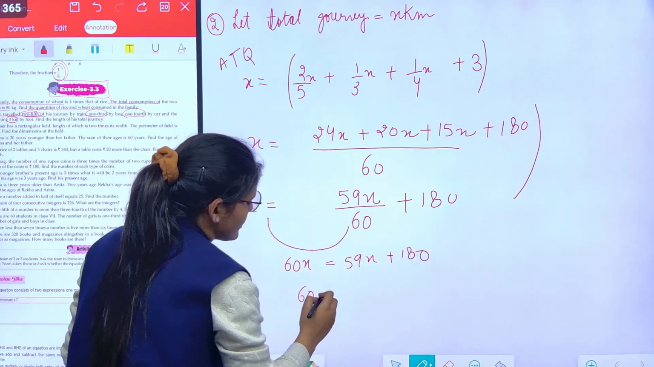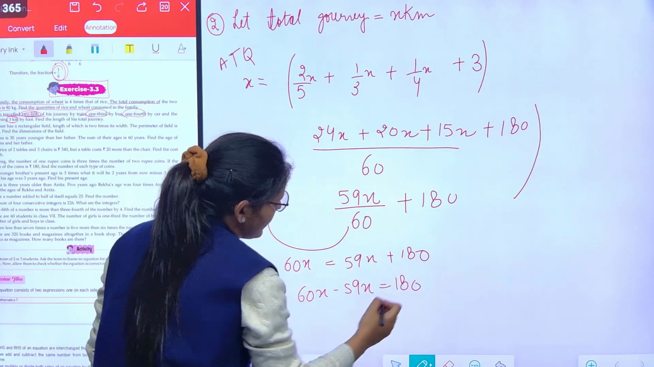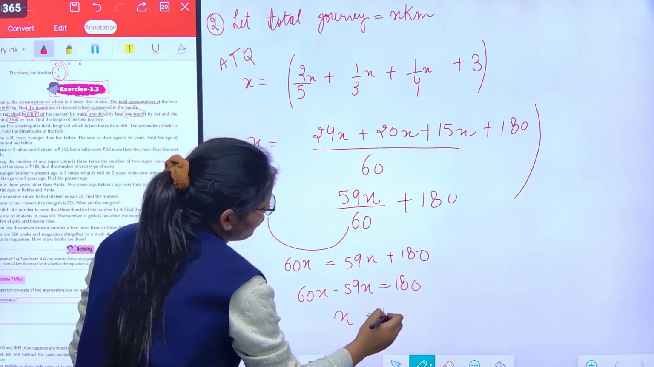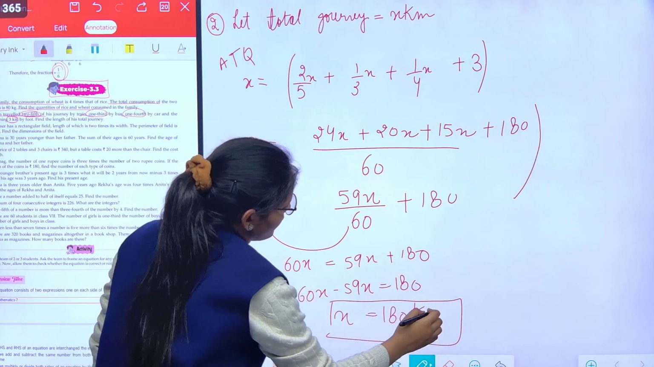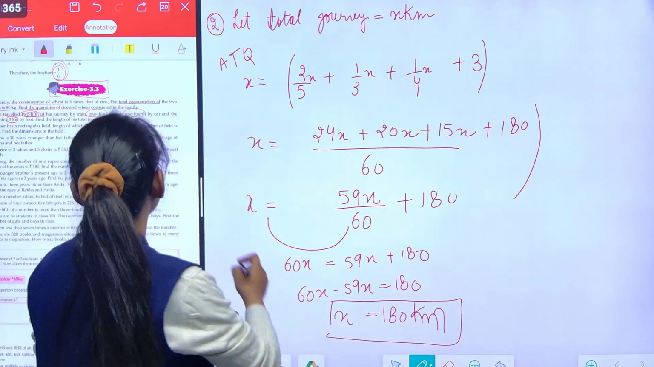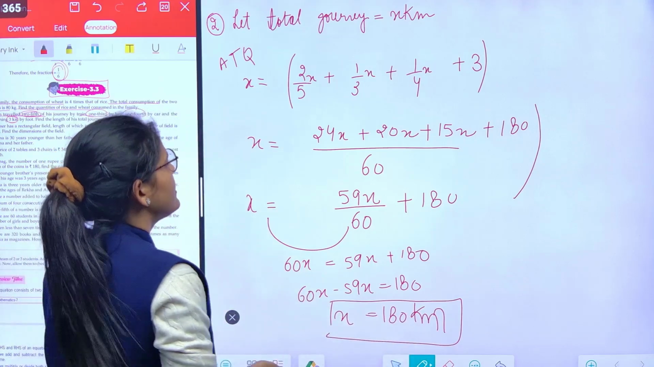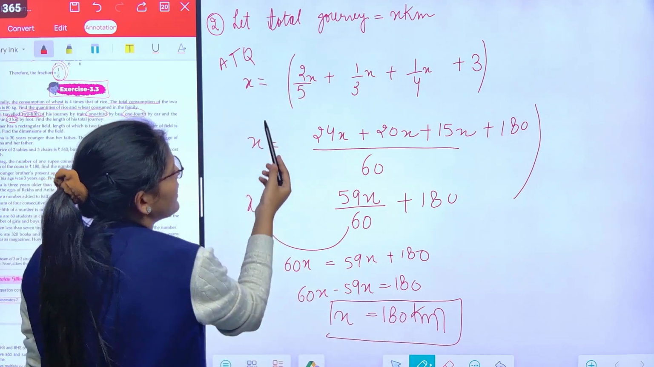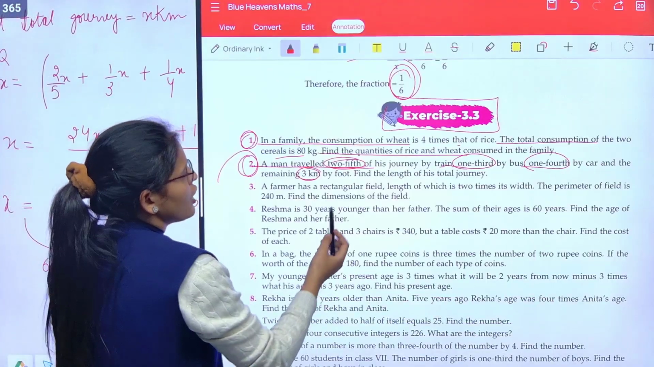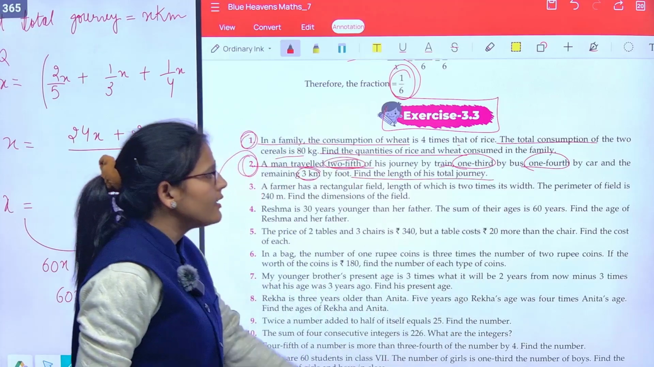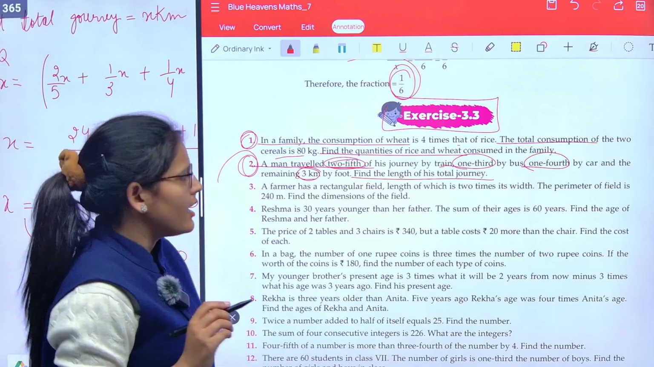Now 60x minus 59x is equal to 180. Now class, x is equal to 180 kilometer journey. उसने 180 किलोमीटर total journey की है. Understand class? अब यहाँ पर हमने किसकी value find की, उसकी total journey बताई है यहाँ पर. Understand class? So find the length of his total journey, that is, so 180 kilometer is the length of his total journey. Understand class?